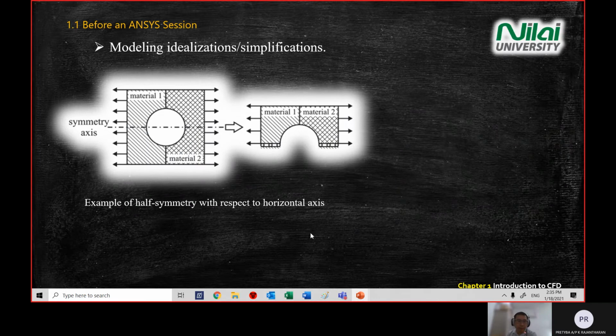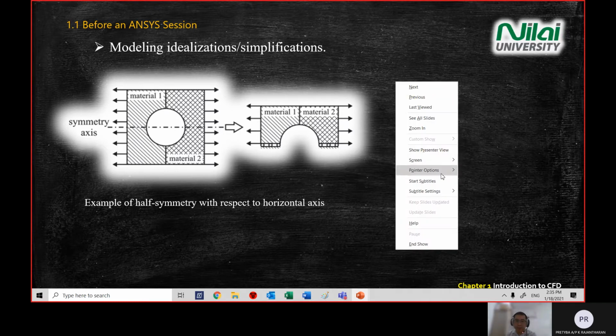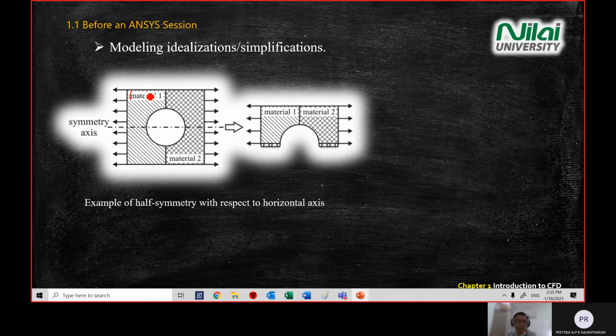Next one is on the material component. So on the screen here, you will see a square with a hollow shape. However, this object consists of two types of material. Material one is the same material on the first half here, first half here, material one. And second material is on another half. However, the loading here is symmetric on both sides. So if you want to do simplification, you cannot do this orientation.